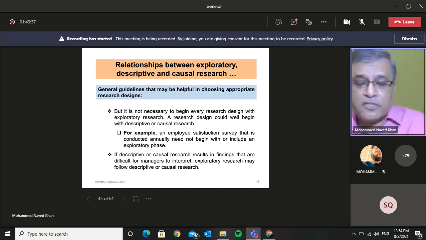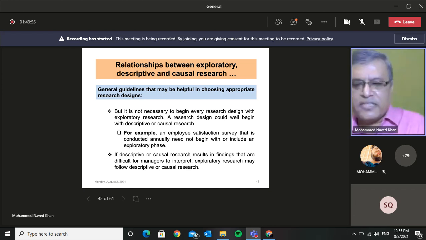Or there is also a possibility that you stop at the development of hypothesis. In your study, you came up with certain ideas, carried out an exploratory study, crystallized the hypothesis, and then you stop there. You say that future researchers should empirically test this hypothesis. That is, you do not proceed beyond exploratory research.